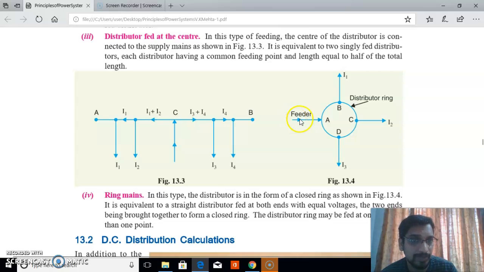We provide the supply at a single point, and we take the output from the other different points B, C, D. That is ring mains.